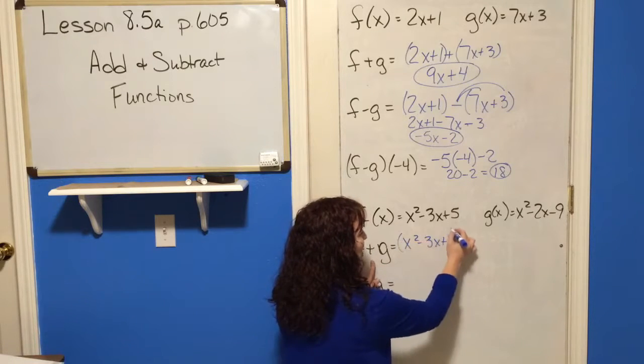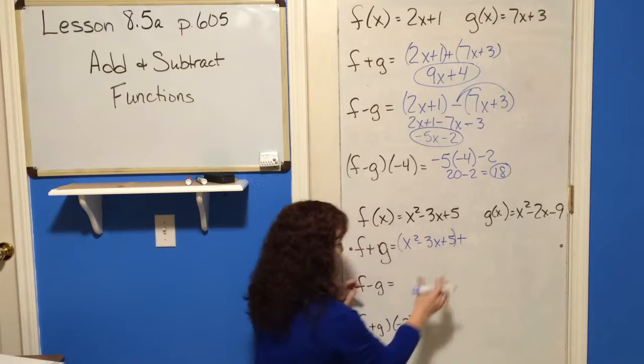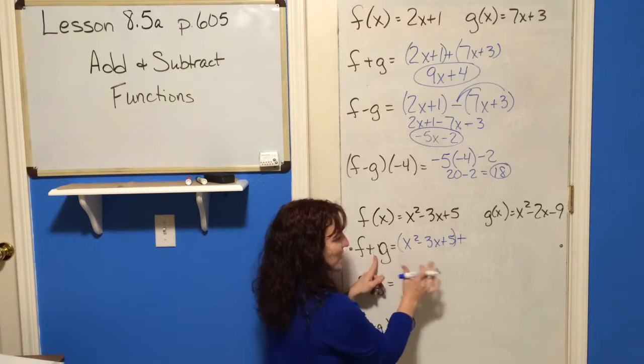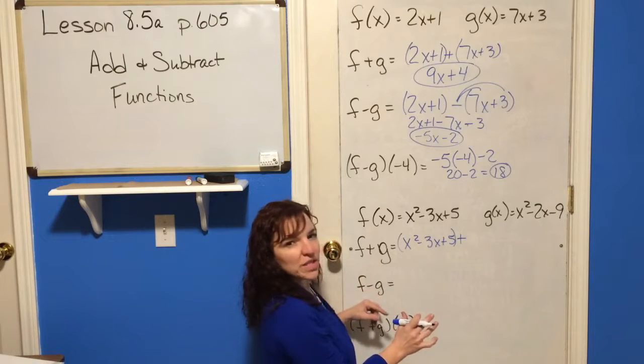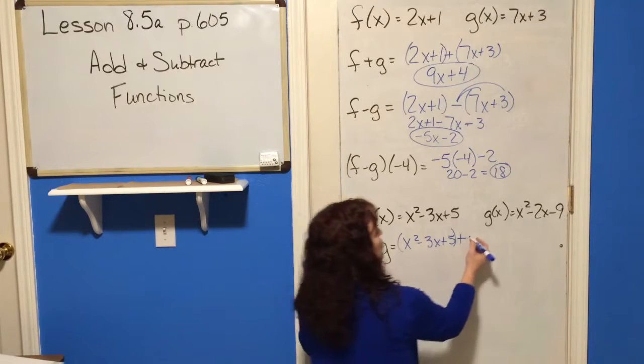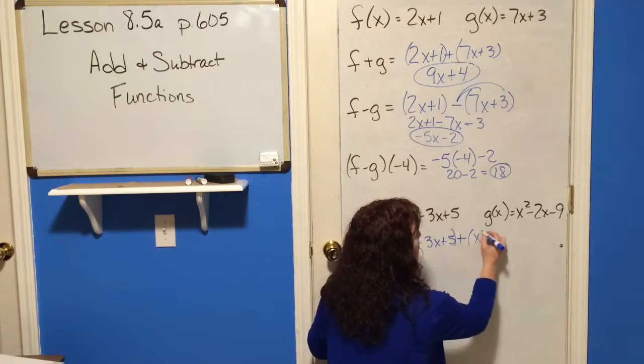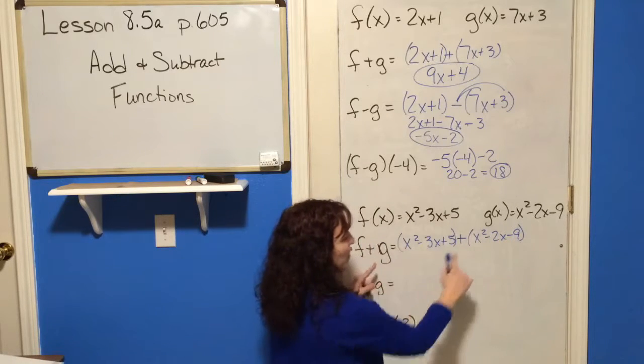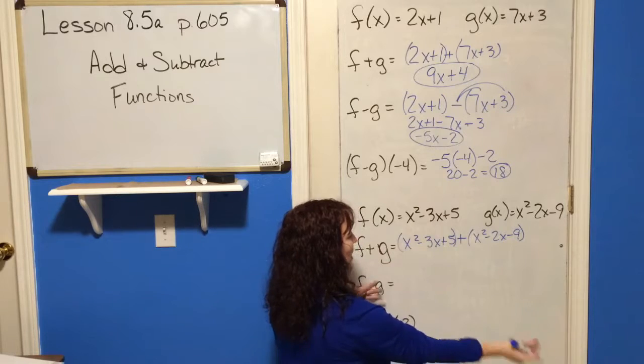I would like for you to keep the parentheses just so that you don't forget when it comes time to do the subtraction, okay? So you don't necessarily need them, but go ahead and do it so that you don't forget when it's time to subtract. So you're going to add x squared minus 2x minus 9. And because we're adding, we just combine like terms.